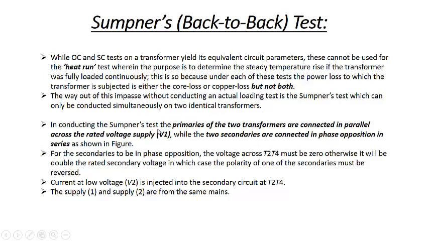In conducting the submerged test, the primaries of the two transformers are connected in parallel, while the secondaries of the two transformers are connected in phase opposition and in series. And the primaries are connected in parallel across the supply voltage V1. That means V1, this voltage, will be given on the low voltage side.